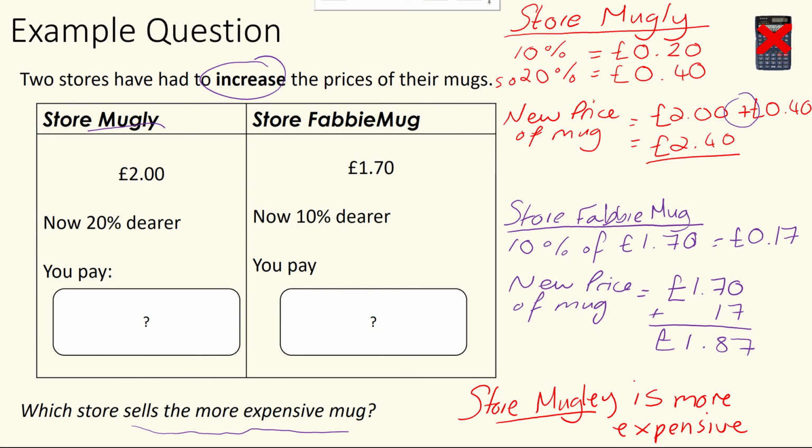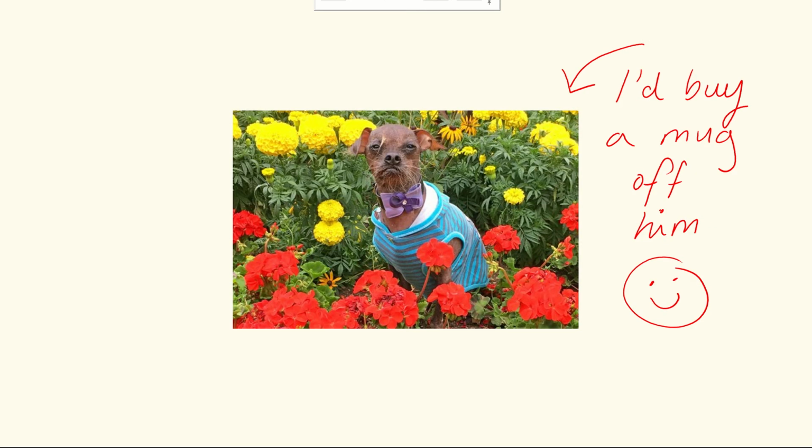And I think I've just been able to slip in a picture of Mugly. There he was, and I would definitely buy a mug of him.